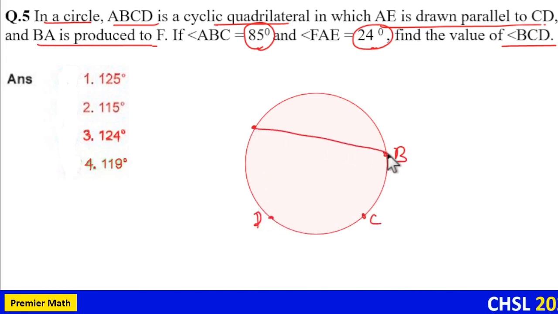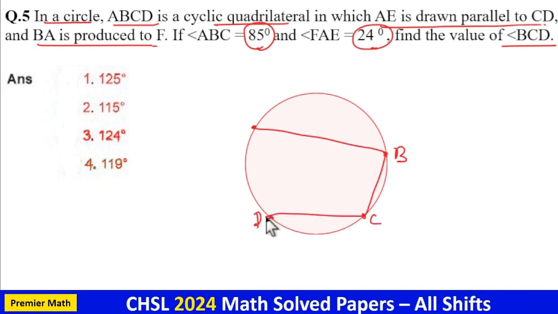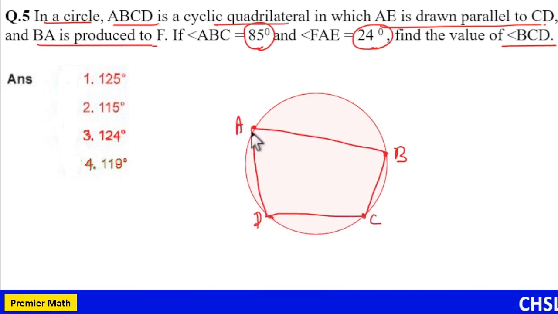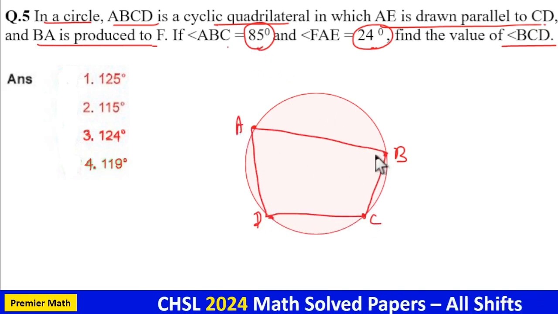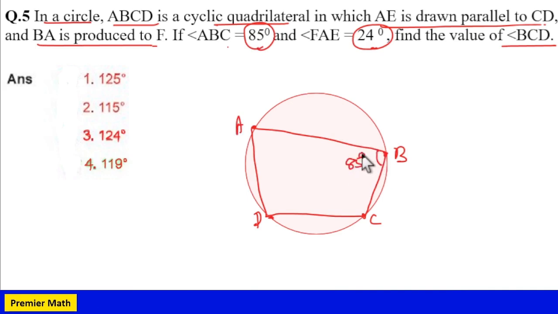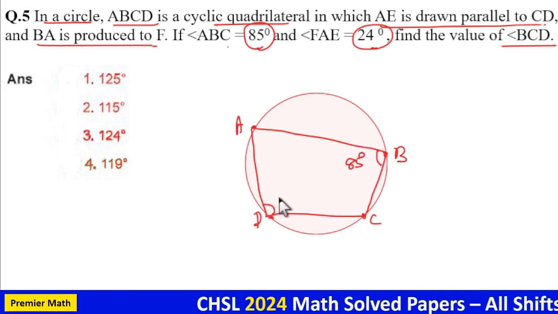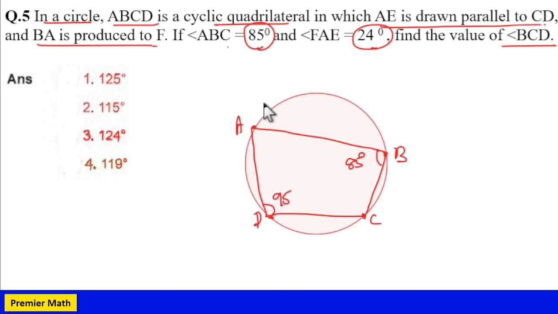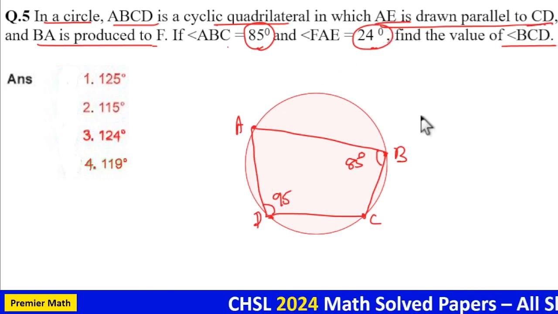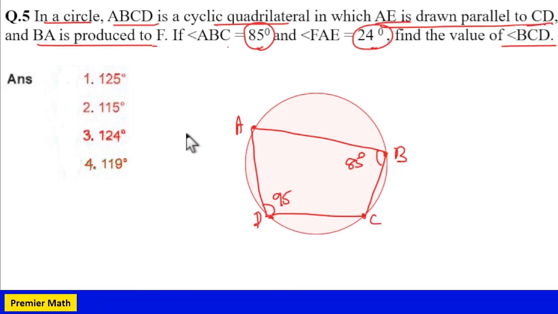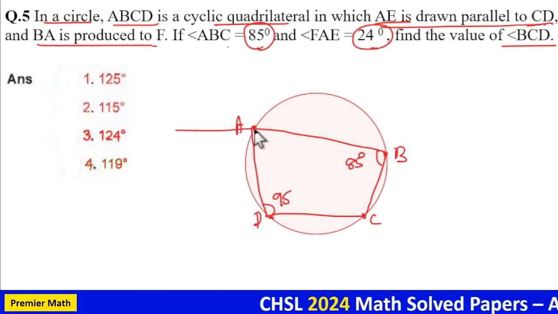Cyclic quadrilateral means sum of opposite angles is 180 degree. Now ABC is 85 degree, means opposite angle is 180 minus 85, that is 95 degree. And here AE is drawn parallel to CD. This is CD. Now draw AE parallel to CD.